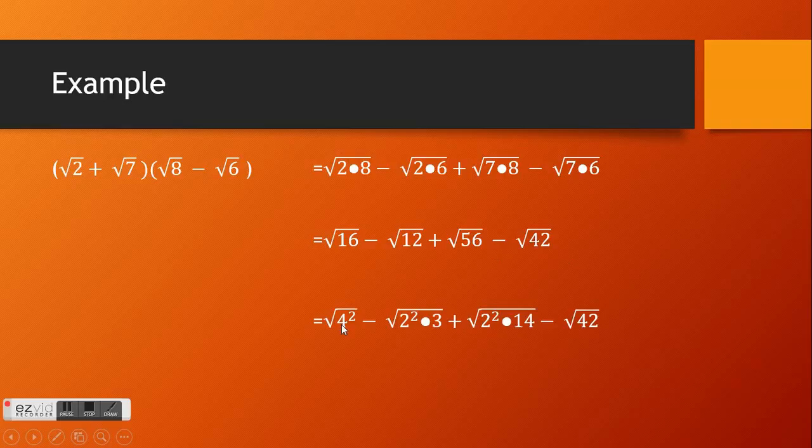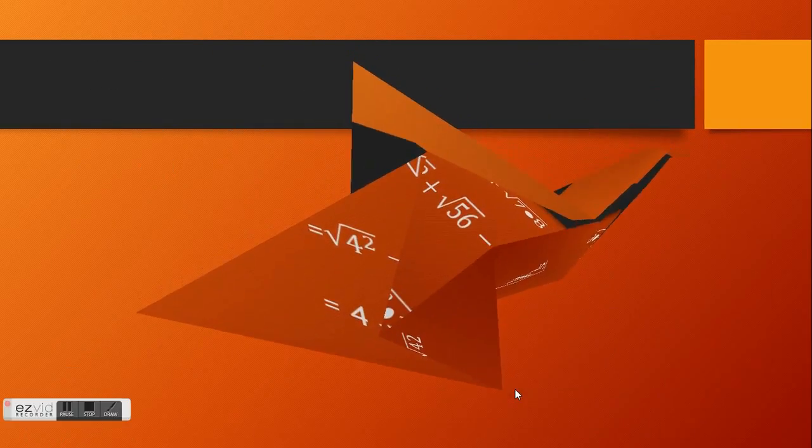Then, the prime factors of 16 give 4, of 12 give 2 square root of 3, and of 56 give 2 square root of 14, with the square root of 42 staying as is. Then, we simplify. We have 4 minus 2 square root of 3 plus 2 square root of 14 minus square root of 42.